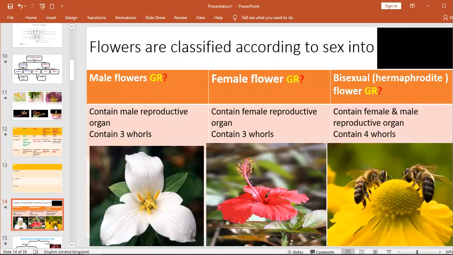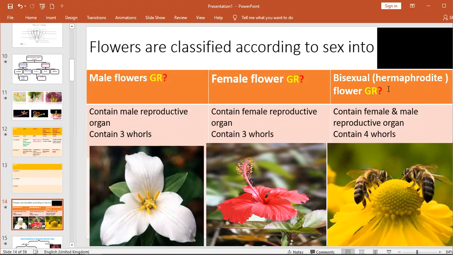Now we can classify the flower according to its sex into male flower, female flower, and bisexual. Bisexual is a hermaphrodite flower. Hermaphrodite means bisexual.